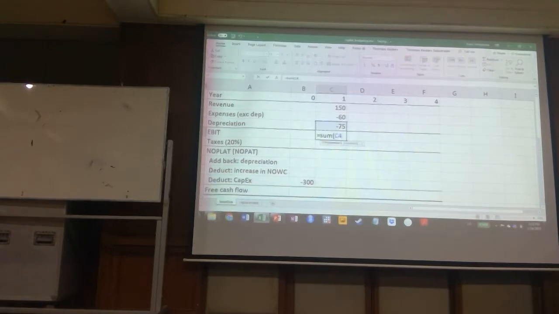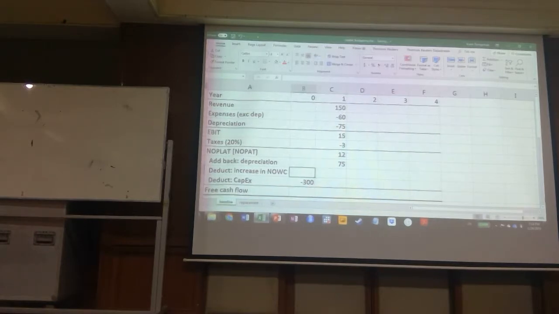Add all these up. This is our EBIT. Tax rate is 20%. So we pay tax of 3,000. Now PAT, 12. We follow the normal free cash flow calculation. Then we can follow the sequence. Add back depreciation, 35.